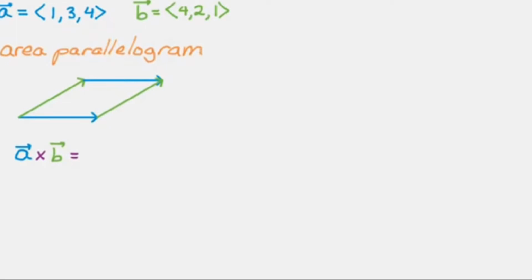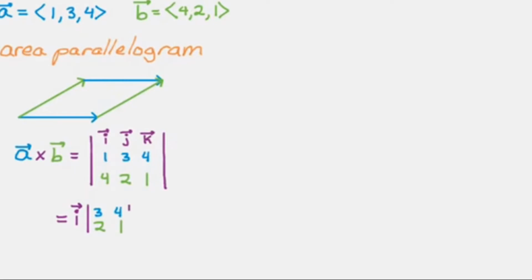We get A cross B first, which is the determinant of a 3 by 3 matrix, where the first row is i, j, k, the second row are components of A, which is 1, 3, 4, and the third row are components of B, which is 4, 2, 1. So this one we get by i times the determinant of a 2 by 2 matrix, that is 3, 4 and 2, 1, minus j times the determinant of a 2 by 2 matrix, that is 1, 4 and 4, 1, plus k times the determinant of a 2 by 2 matrix, where the first row has 1, 3 and the second row has 4, 2.